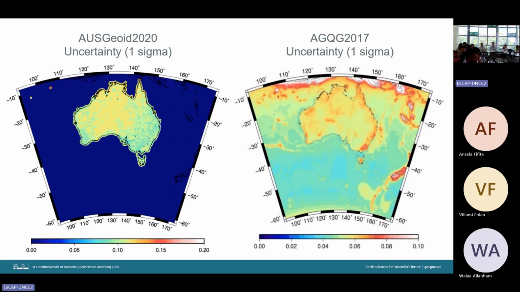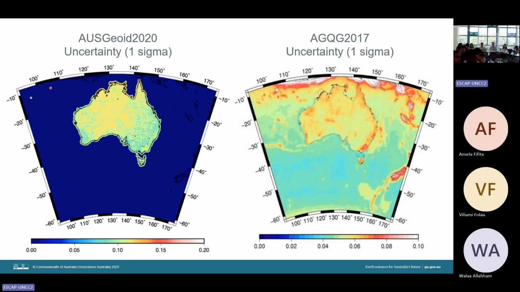The AusGeoid 2020 uncertainty sits at around 10 to 15 centimeters. It's worse where the GNSS leveling data thin out and we can't properly estimate it, particularly through the center of the country, which leads to the datum being poorly defined. Meanwhile, the uncertainty in the gravimetric only geoid model is generally below that 5 centimeter level.